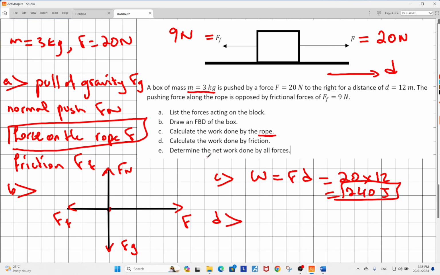Now in part D, they're asking you to calculate the work done by friction. It would be minus Ff times d. Why? Because friction is to the left and the displacement is to the right, and the distance is 12. So that would be minus 9 times 12, which is minus 108 joules.